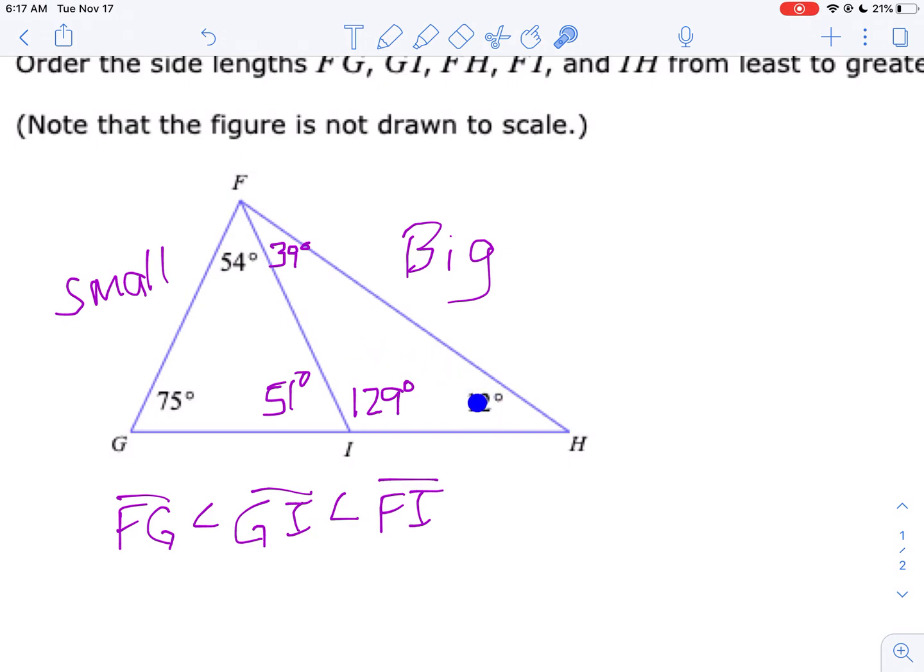Well, the next biggest one after 12 is 39 degrees. What's opposite that? Well, that'll be IH. And finally, the biggest side is side FH, and that's how we do those, from smallest to biggest. You figure out what's the smallest triangle, you list those in order. We flip triangles and we list the sides in order of the bigger triangle.